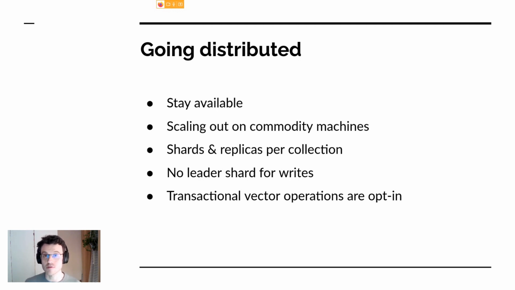First, you want to stay available. If you have only a single machine, it goes down, you're gonna have a bad time. Also, when you scale, you want to scale on commodity machines. Scaling by hosting only really beefy machines gets very expensive.